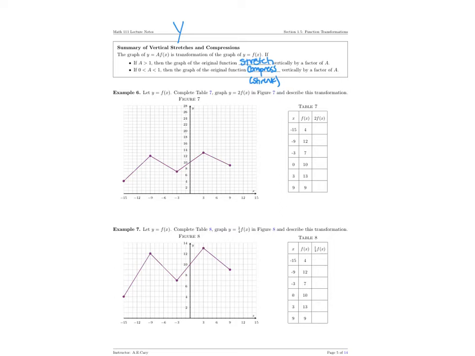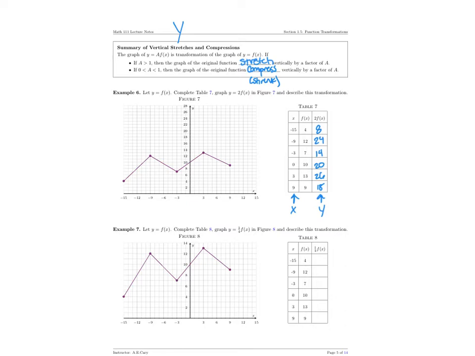So for instance, if we take a look at example number 6, we see that there is a 2 out in front of the function. So it means we're going to take all of our y values and stretch them or multiply them by a factor of 2. So our y values in the table become 8, 24, 14, 20, 26, and 18. We're going to keep those same x values. These are our brand new y values.